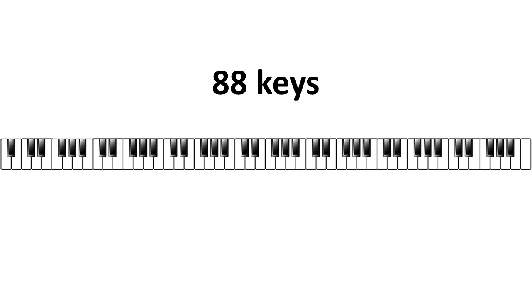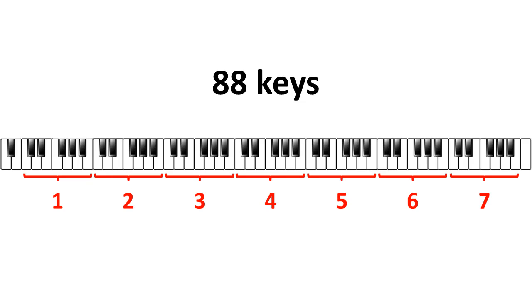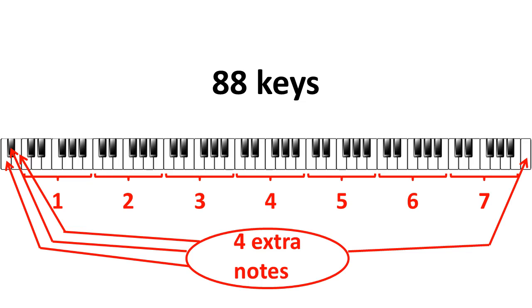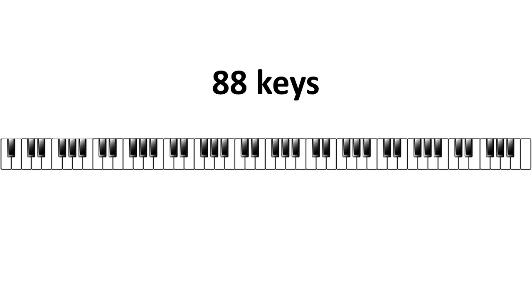A normal acoustic piano has 88 keys. One pattern between C and B consists of 7 white keys and 5 black keys. So in total 12 keys. So how many times 12 keys do you have in a piano with 88 keys? Well, that's 7 times 12 keys plus 4 extra keys. On a keyboard with 88 keys, the lowest note is an A, the highest is C.